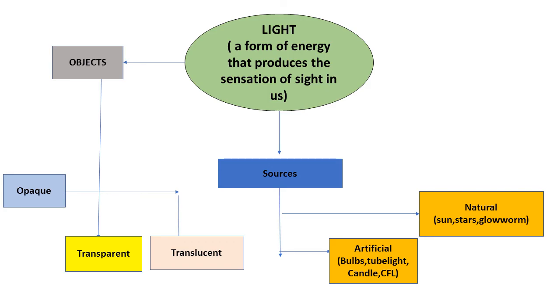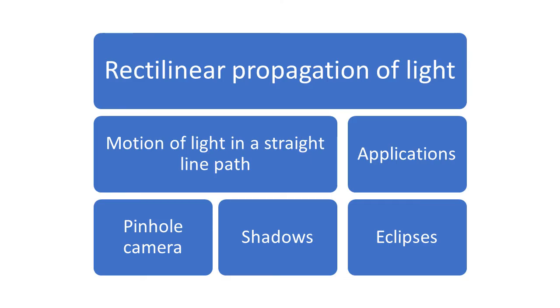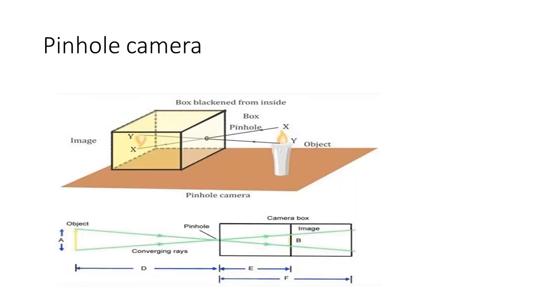We even discussed rectilinear propagation of light. The property of light traveling in a straight line is called, children, rectilinear propagation of light. Some applications of rectilinear propagation of light are pinhole camera, formation of shadows, eclipse. Today, we will revise the first application of rectilinear propagation of light, that is pinhole camera.